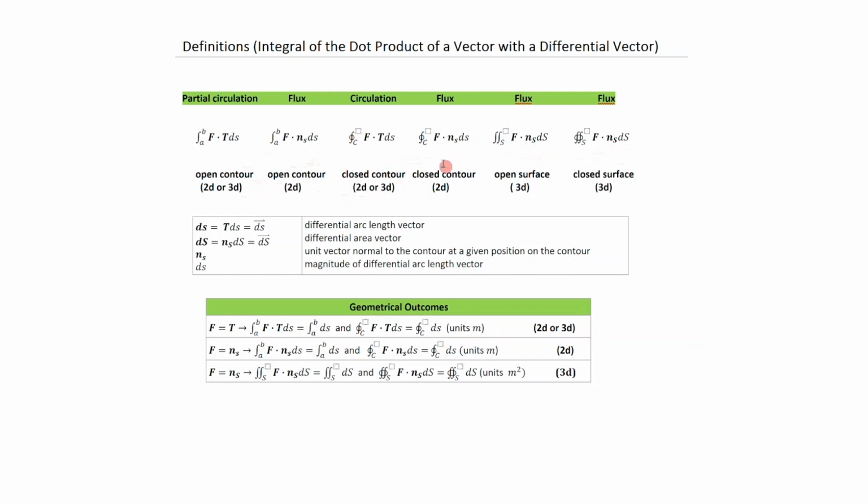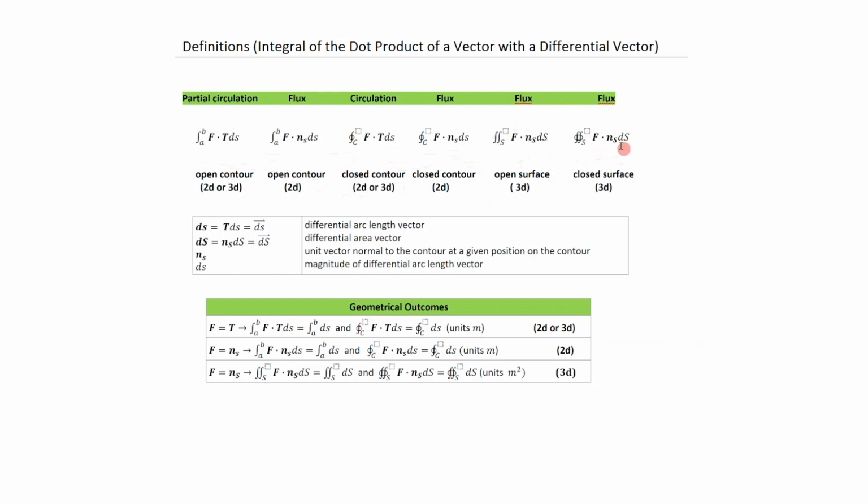Same here. The only difference here is this is an open contour and this is a closed contour. These would be 2D, 2D. And this is a surface in 3D. This is an open surface, whereas this would be a closed surface.